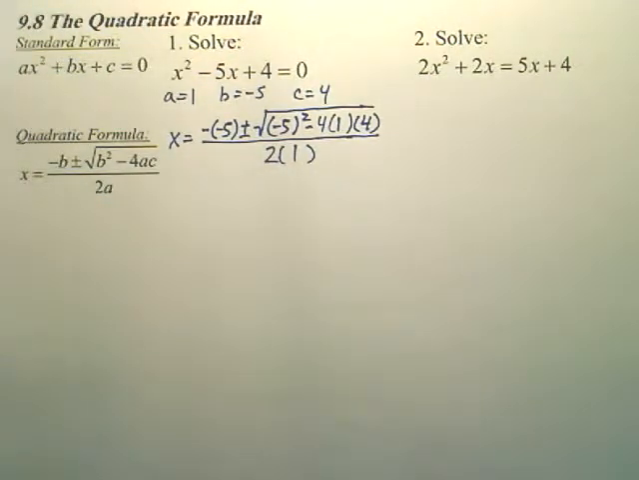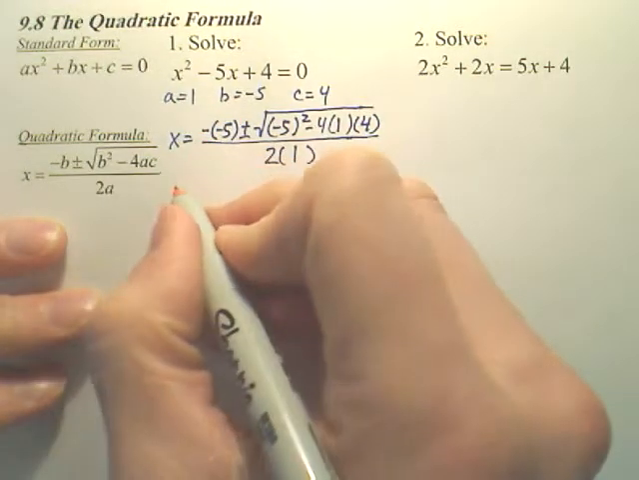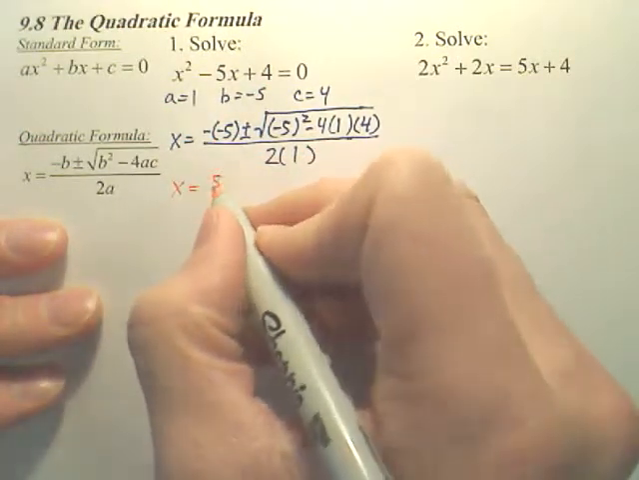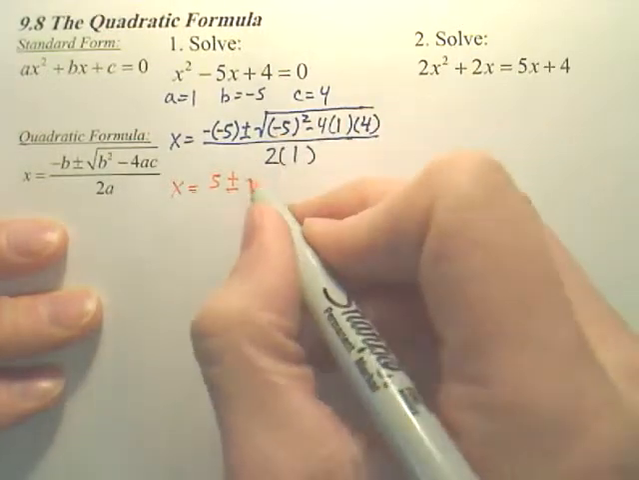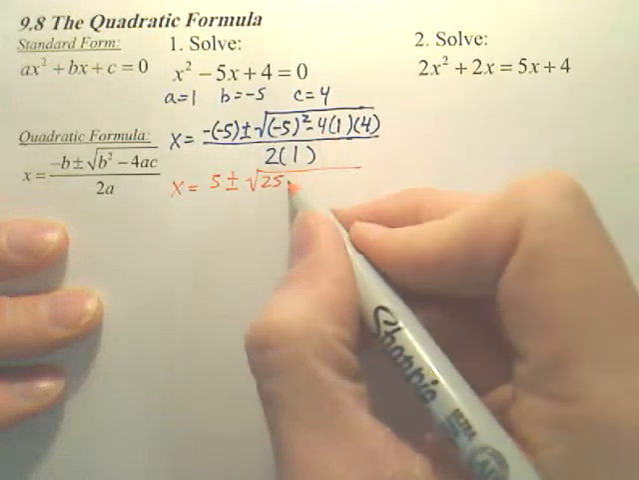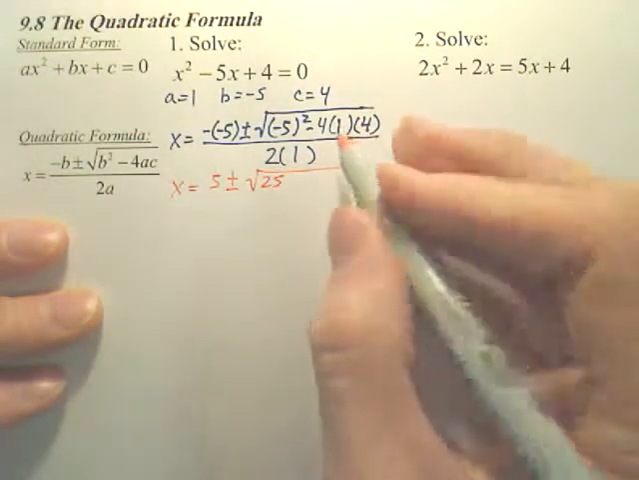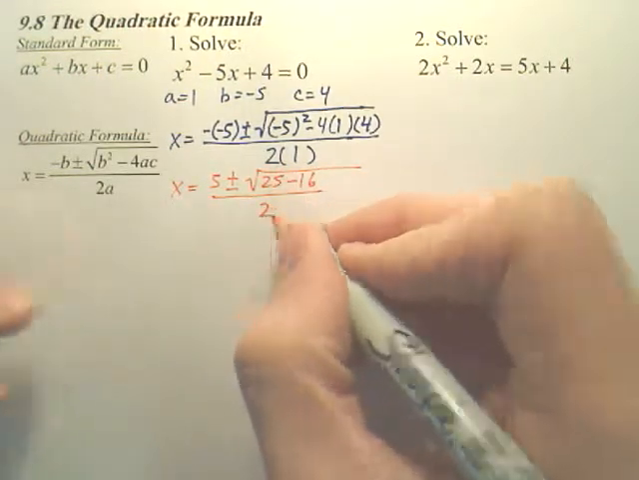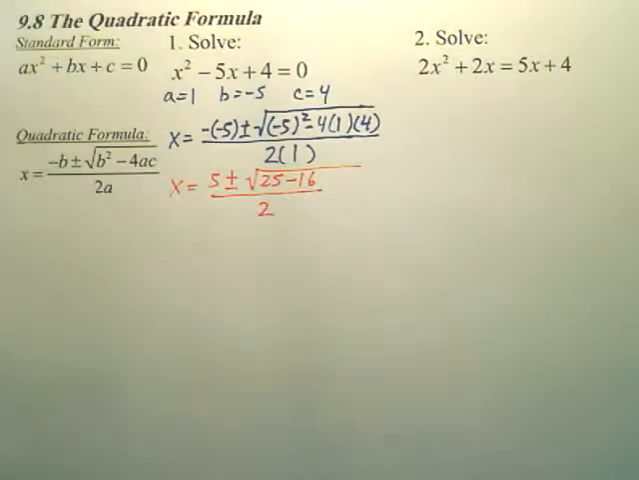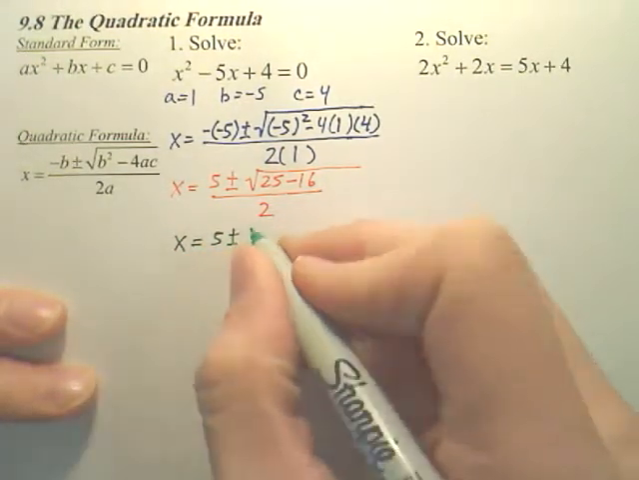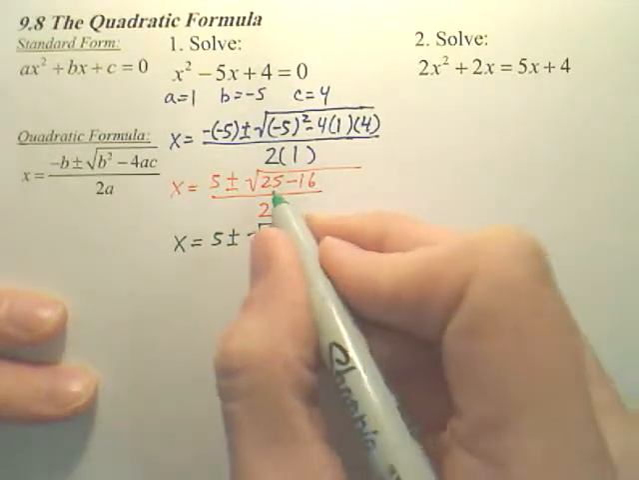Now, that might look cumbersome, but now all you do is your math inside of everything. For instance, right here, the negative becomes a +5. And then -5 squared is 25. And then -4 times 1 times 4 is -16. And 2 times 1 is 2. All right. That looks like we now have 5 plus or minus the square root of 9.